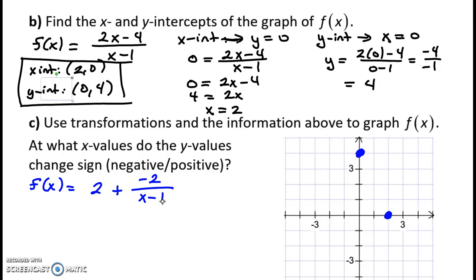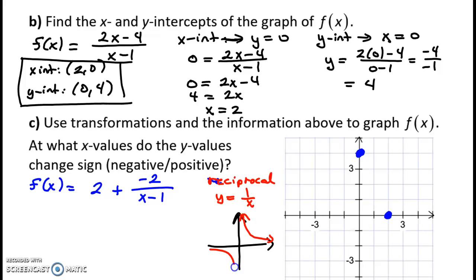Now, this looks like the reciprocal function. And if you recall, the reciprocal function is y = 1/x, and the graph of that reciprocal function looks like this, where the graph approaches both the x and the y axes and is in the first and third quadrants.